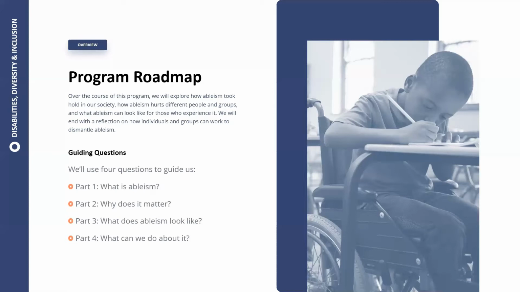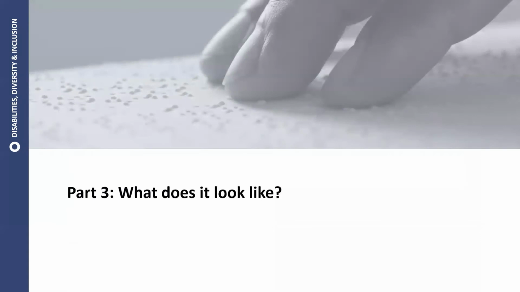Part 3 will take a deeper dive into what ableism looks like. The goal of this part of the program is to be able to identify ableism so that we can avoid it in our own lives. Let's get started.